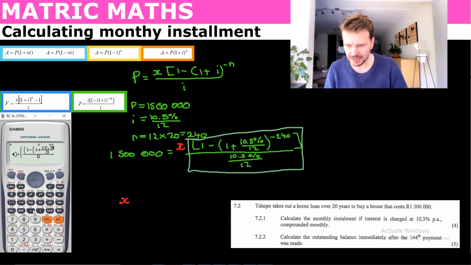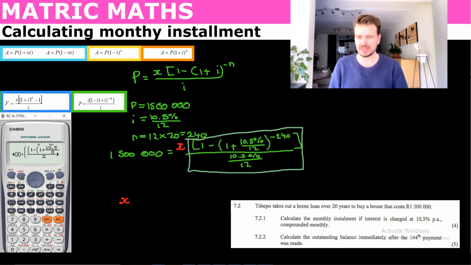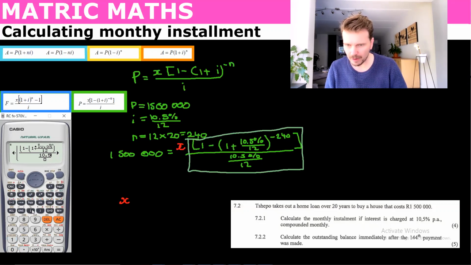The reason I do the percent is because if it was 6.7%, some students write 0.67 by mistake. This avoids making careless errors because you literally write in the percentage exactly as it is, and make sure you put the percent sign. And then we have a negative 240, and we close that top bracket. Now all the brackets at the top, let's just check. Yep. And then at the bottom, we're just going to put 10.5% over 12.